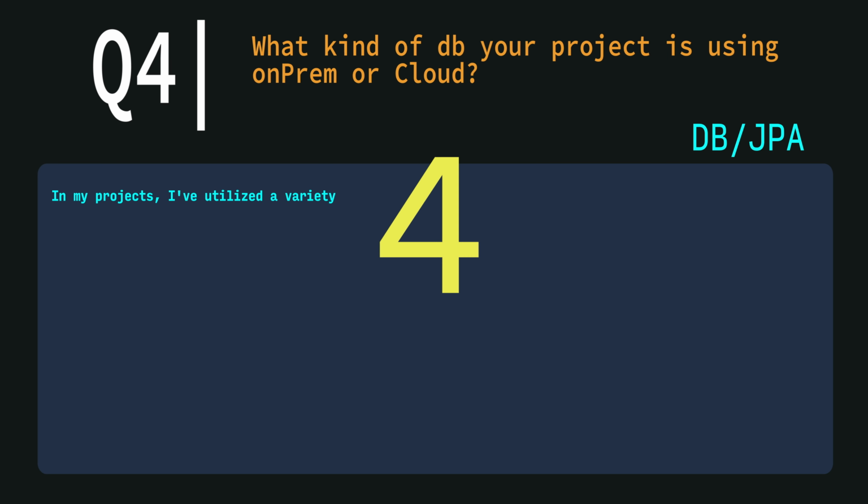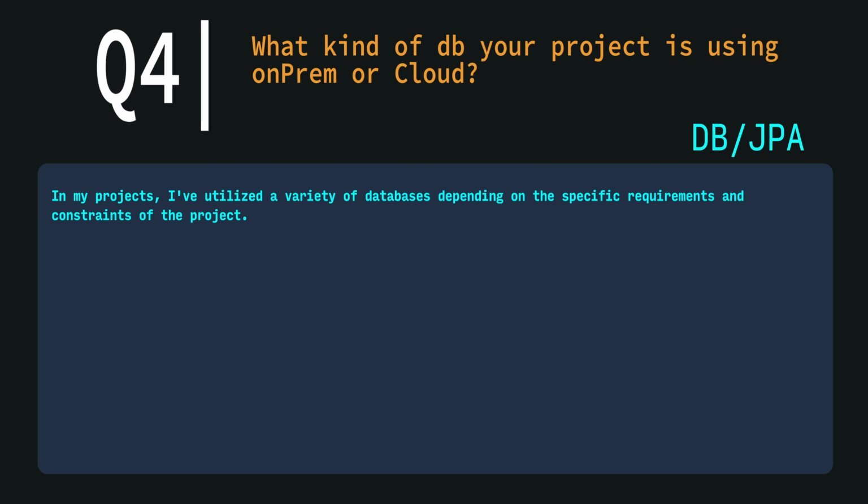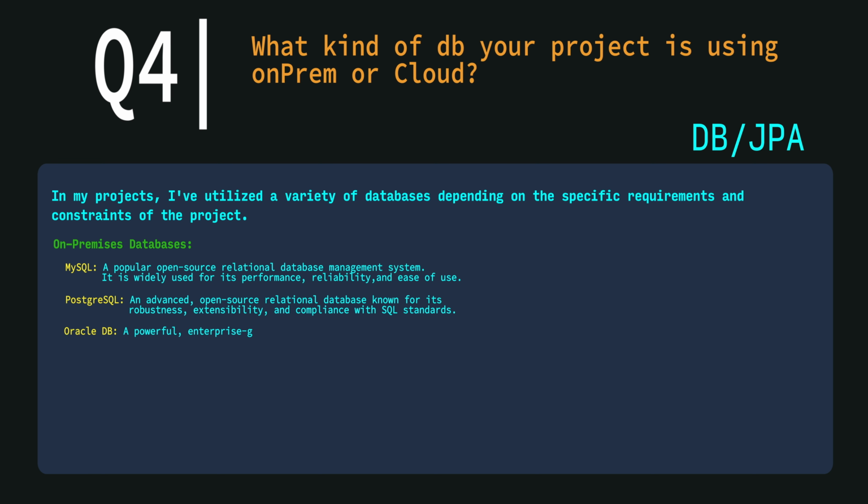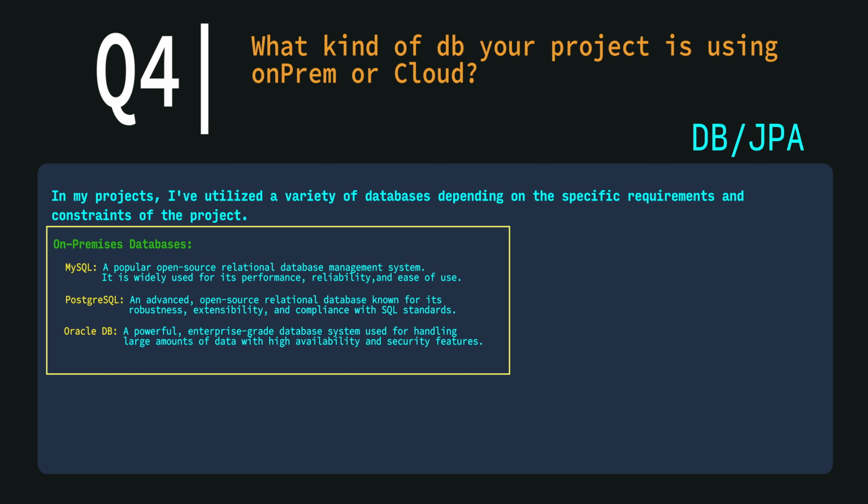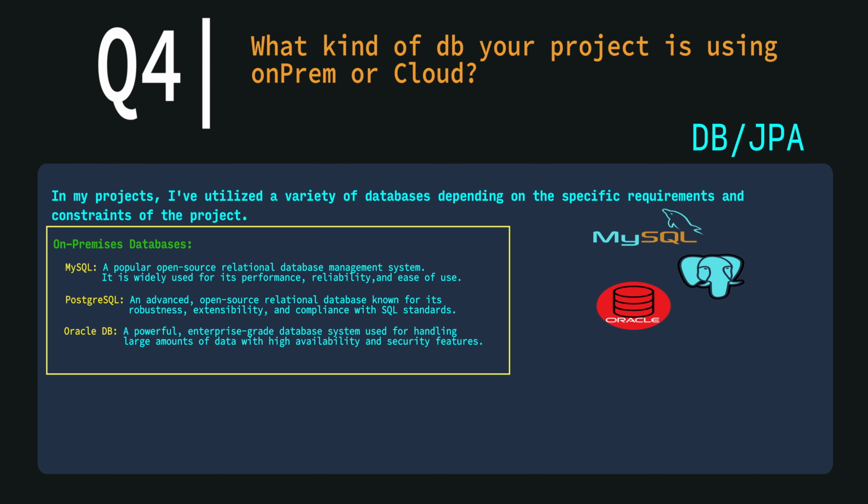So here the question is about the databases and which kind of databases you are using in your project, that is on-prem or the cloud databases. Based on the DB in your project, you can answer this straightforwardly, and let us see what on-premise and cloud databases are. Databases like MySQL, PostgreSQL, Oracle DB and some other relational databases come under on-premise databases.